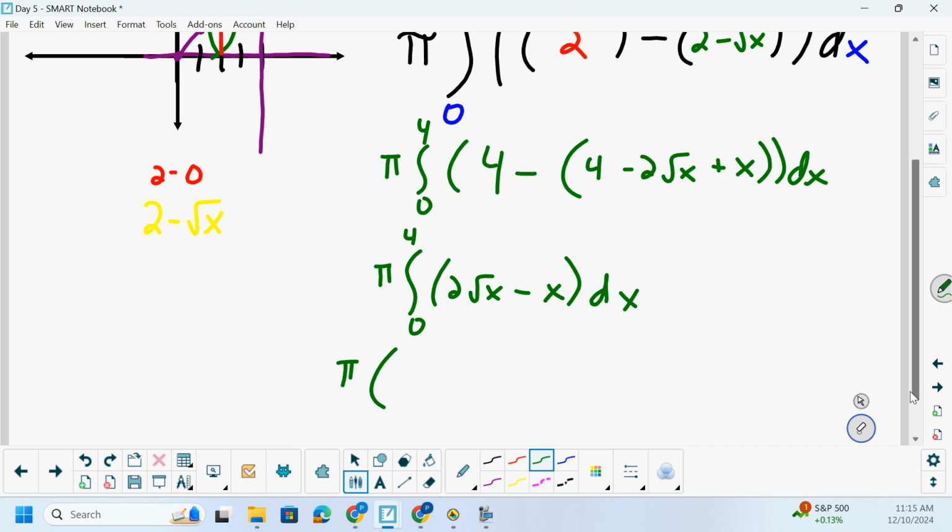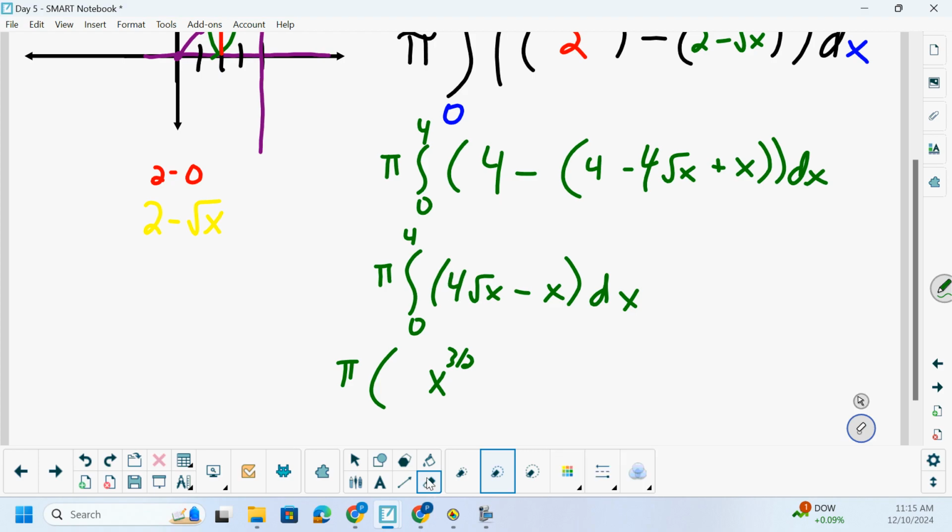Our antiderivative, we have x to the 1/2 currently, so we'll now have x to the 3 halves. Wait, I made an error here. Sorry. I've got to fix something. This should be a 4. So therefore, this should be a 4. So our new exponent is 3/2. Divide out front by 3/2, which is the same as multiplying by 2/3. So that'll give us 8/3. X's new exponent is 2. Divide out front by 2, so we'll get -1/2. And we're going from 0 to 4.